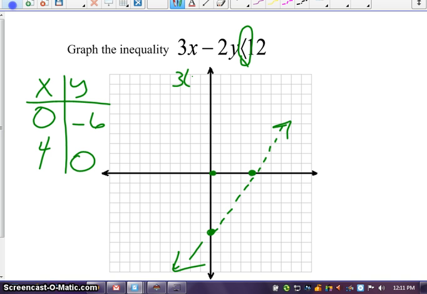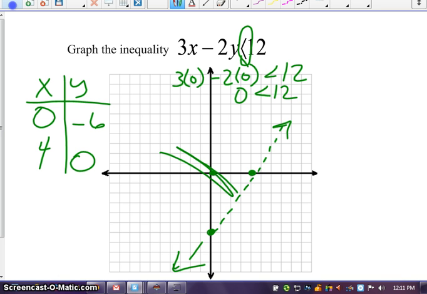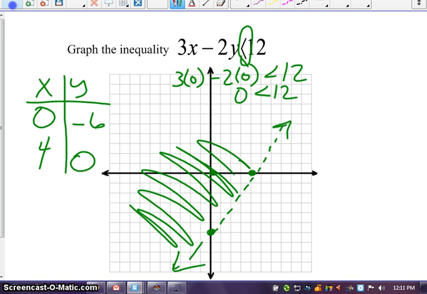So 3 times 0 minus 2 times 0, is that less than 12? Well, is 0 less than 12? It sure is. So this is a yes answer, so we are going to shade on this side of the line. Now remember, if it was a no answer, we wouldn't shade on this side, we would shade on the side opposite of the point that we picked.